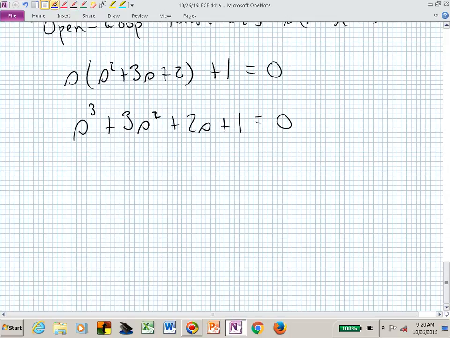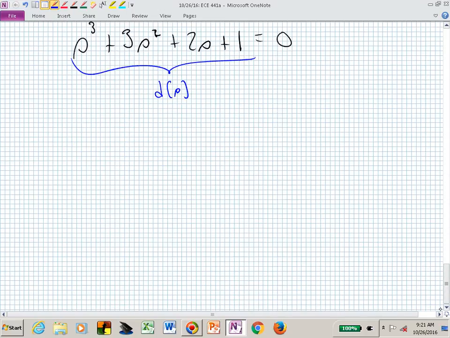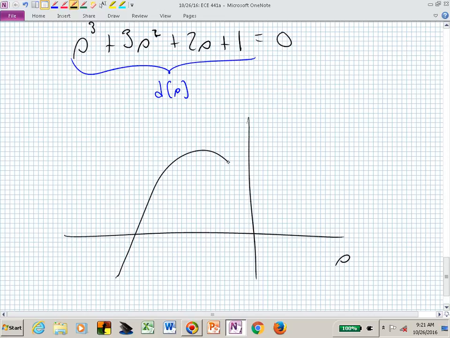And this is now our, well, that's what we were calling our d of s. So let me just call it d of s. And what's going to happen here? How many open loop poles do you have? 3. And where are they? It may not be easy to see, but we could sketch this if we wanted to as a function of s, and maybe it does something like this.